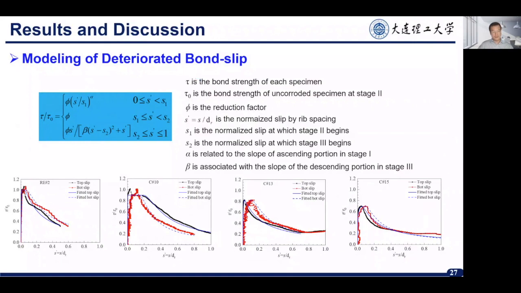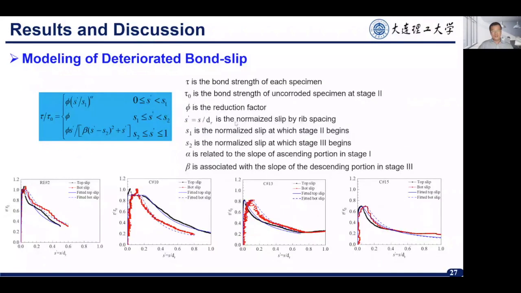I will not talk about a lot of details on this one. So we can see here the fitting results. The blue line is the fitting result with this modified model, and this is the measured result. We can see the fitting result agrees very well with the test results for these 4 specimens.